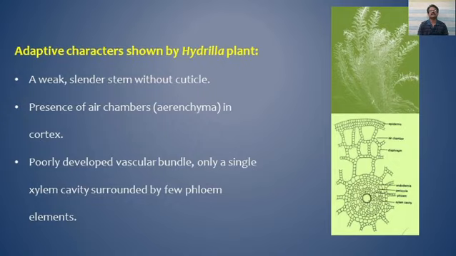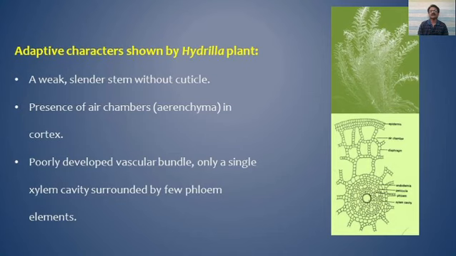Another one, it has a poorly developed vascular bundle, meaning only one central cavity of xylem is present. Now, what is the function of xylem? The function of xylem is to carry water. If the entire plant is underwater, then what is the reason for the development of these elements? That's why this plant has less developed vasculature.